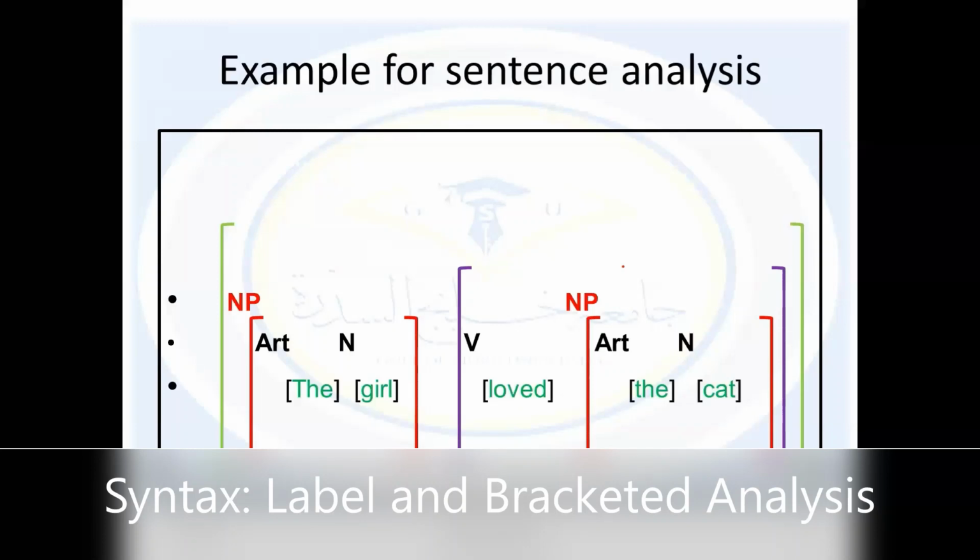Then we should think of the next. Is there any verb phrase? So let's see. Yes, we have the verb phrase, which includes loved plus the noun phrase. The verb loved plus noun phrase, we'll study that. Verb plus noun phrase equal verb phrase. So here we have the verb phrase, which is made in blue. As you see, we have blue brackets, and we wrote verb phrase above. Good.